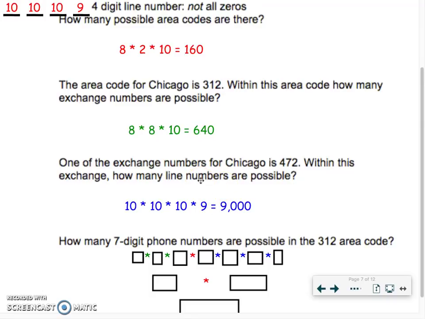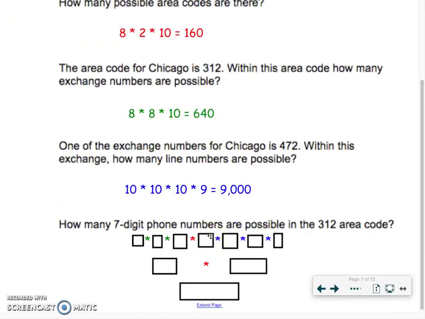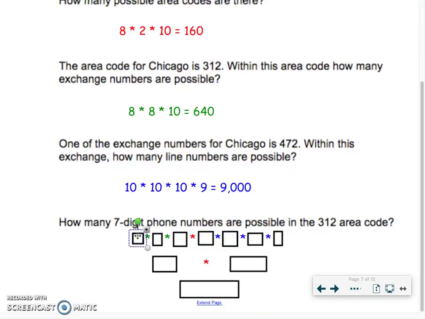And for the last example on your notes, it says how many 7-digit phone numbers are possible in the 312 area code? Well, all we have to do is just exclude the area code and look at the total combinations with our exchange numbers and our line numbers. So we just take our exchange numbers from before, which was 8 times 8 times 10. Notice they're all in green. And then we're going to multiply it by our line numbers, which were in blue. So 10 times 10 times 10 times 9.